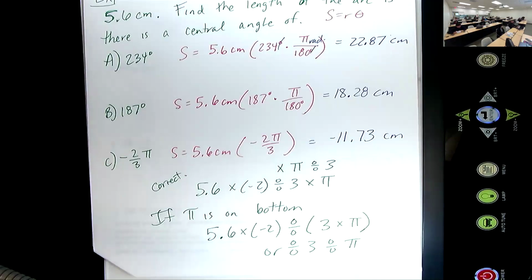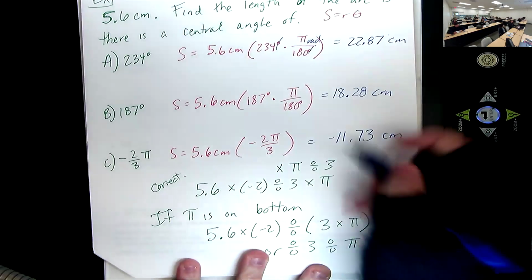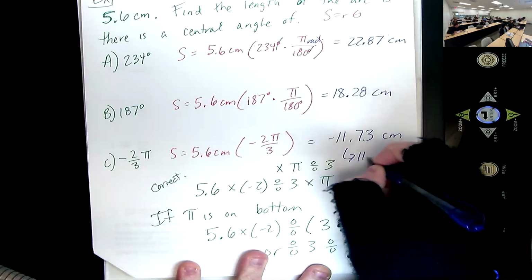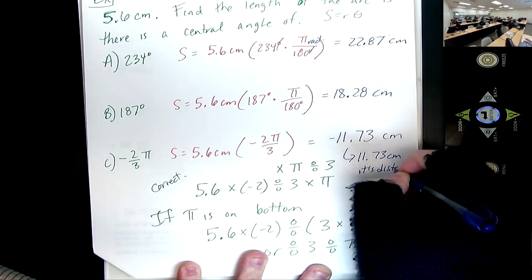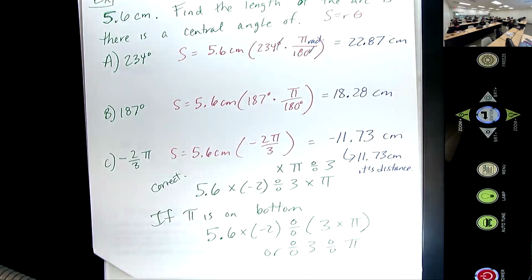I don't like the answer to number C. It's a distance, right? Why would we have a negative distance? Doesn't make any sense. So let's just make it positive. It's distance. The negative 2 pi over 2 is actually a great choice.